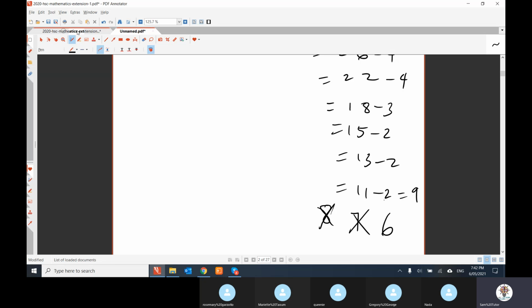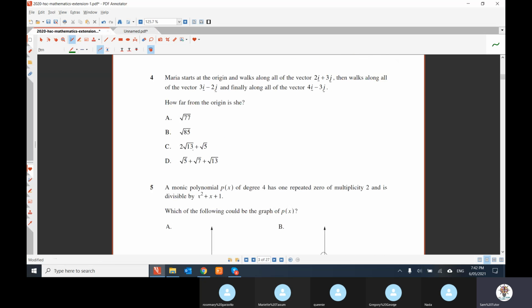Getting closer. 6. Maria starts at the origin and walks along all of the vector 2i plus 3j, then walks along all of the vector and finally along all of the vector. How far from the origin is she? How far? What is it actually telling you to do? Magnitude is telling you to find the distance.